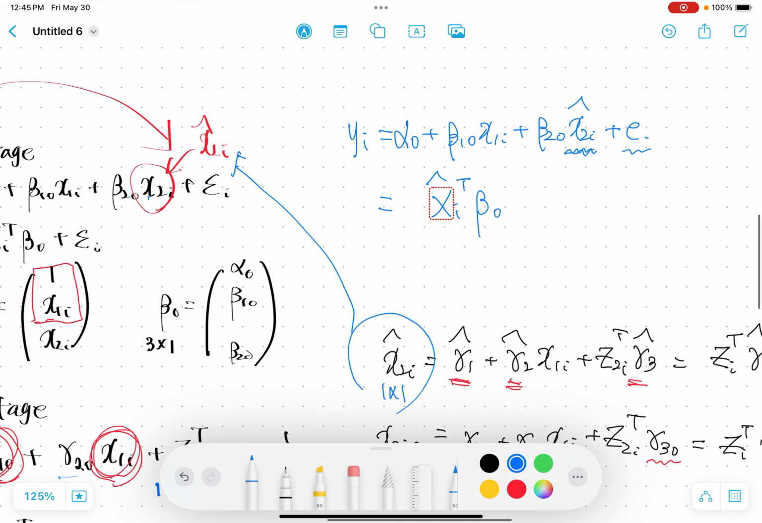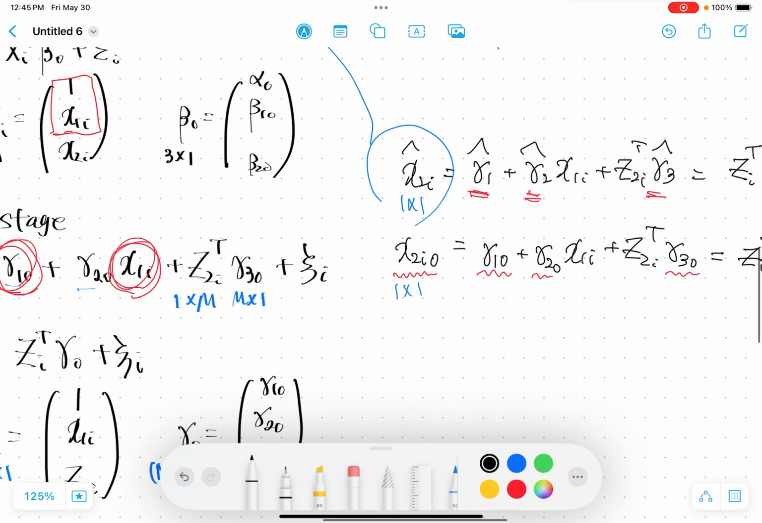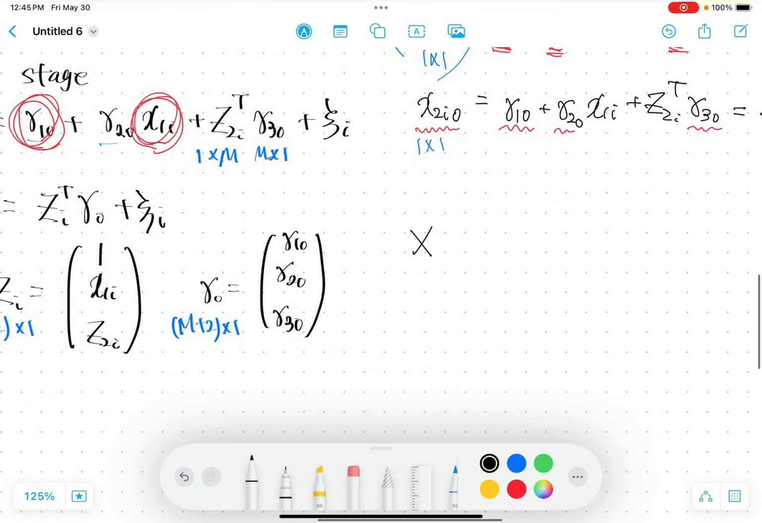And what I want is to write it as something like this. If I could write it as a vector, that would be great. So I define xi as a vector of exogenous variables as they are. So what I define is xi of gamma as x2, zi transpose gamma, right? So this is my definition.